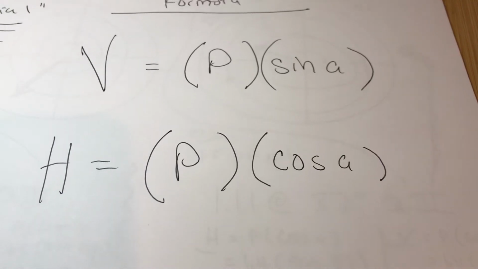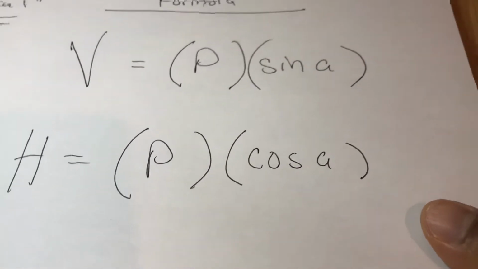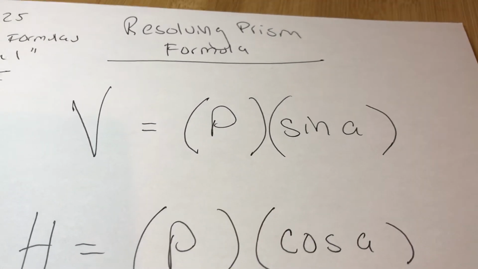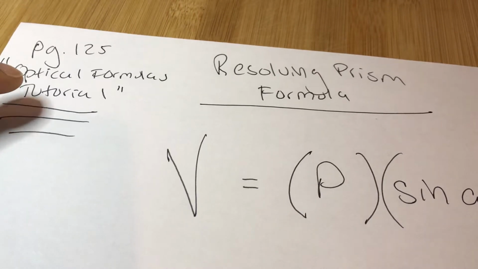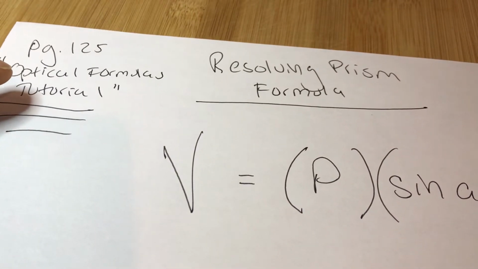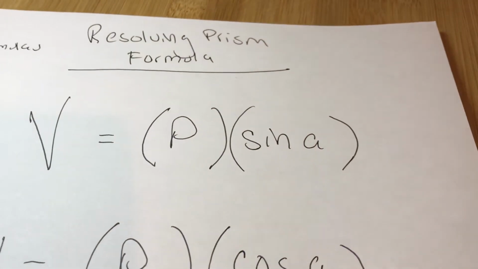Okay, so the next video here is going to be pretty short. This is just going to go over resolving prism real quick. You can find the resolving prism formula in the optical formulas tutorial book, page 125, but I just went ahead and wrote them down here.